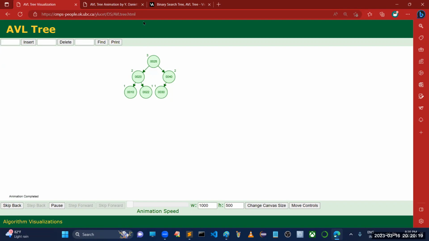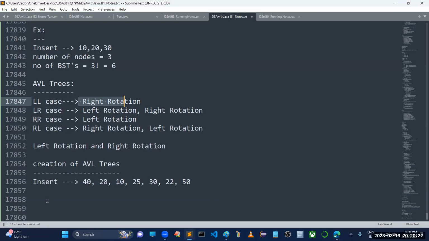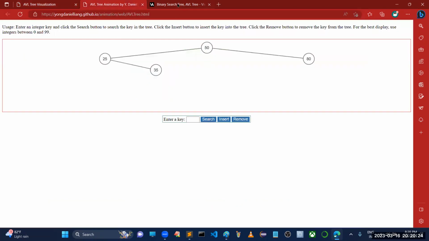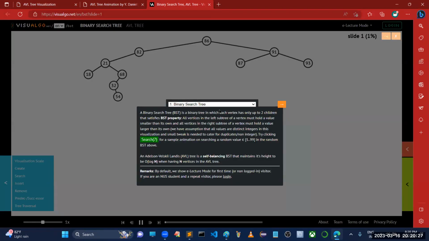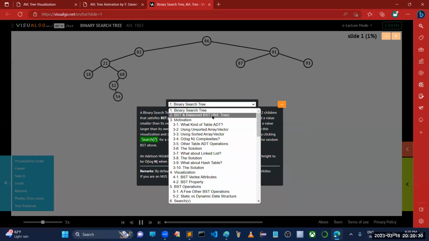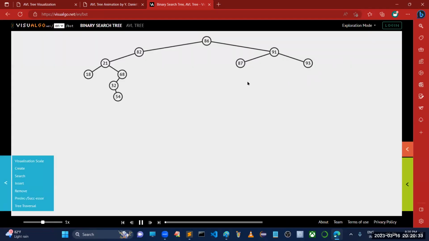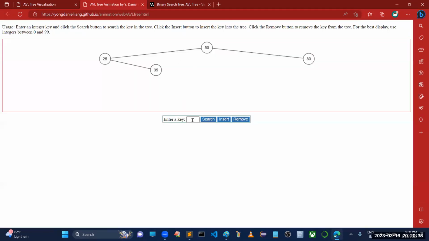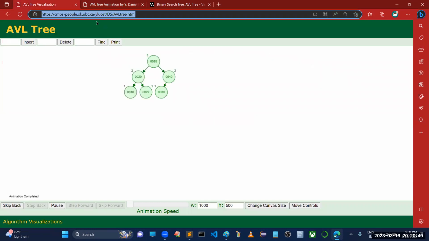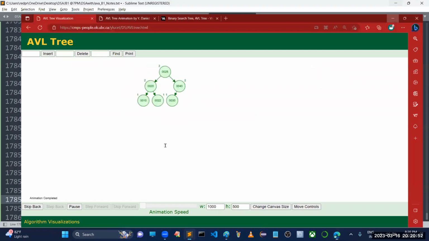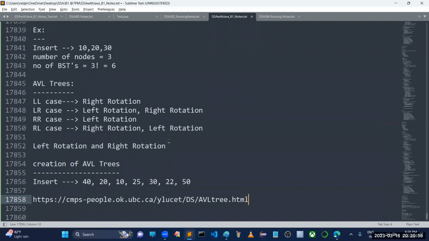I will share this link in the notes for you people. We have some other websites also, so you can cross check which balanced search tree you need. If I want to insert 55, where will it be inserted? If I want to insert 56, where will it be inserted? Automatically it is doing it. You can see the animation coming here. This is how we can see it diagrammatically.